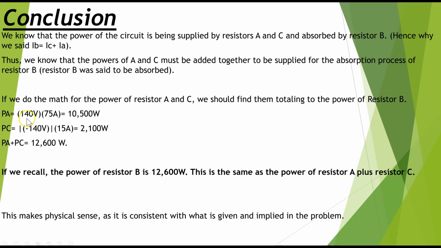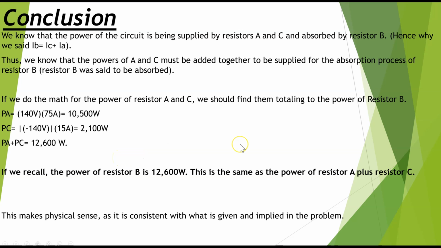So PA equals 140 volts times 75 amps, which is 10,500 watts, and PC equals negative 140 volts times 15 amps, which is negative 2,100 watts. Because power usually has to be positive, we're going to say the magnitude. When we add these together, we get 12,600 watts, so that makes sense.